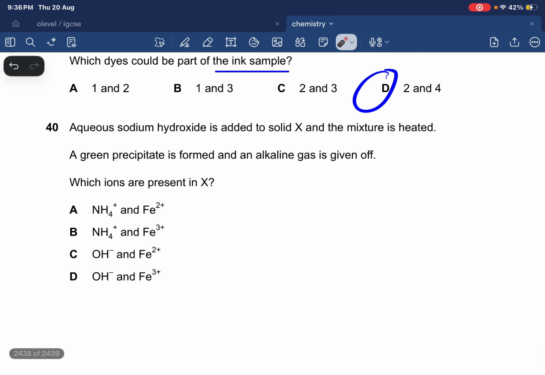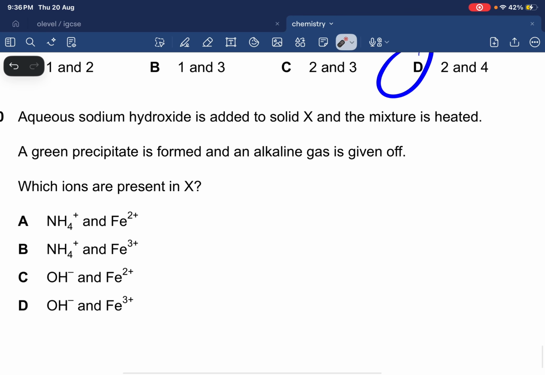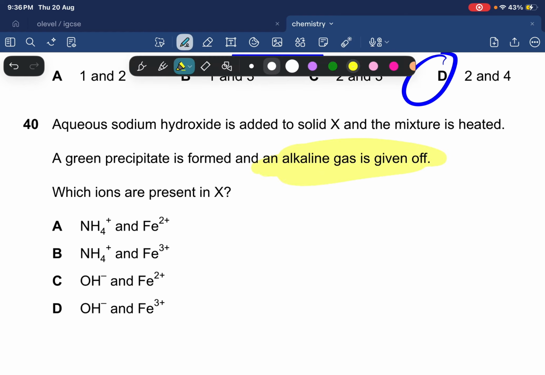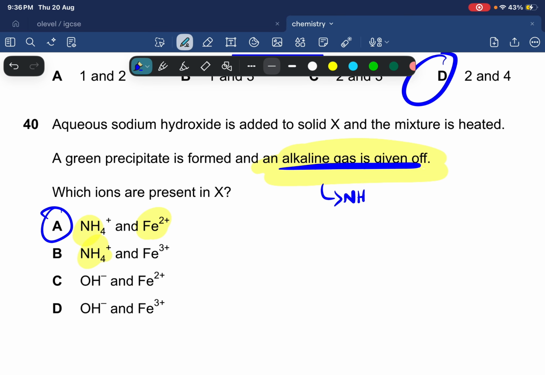Next, aqueous sodium hydroxide is added to solid X and the mixture is heated. A green precipitate is formed and an alkaline gas is given off. Which ions are present in X? So the alkaline gas is going to be ammonia gas, so ammonium, and the green precipitate is for iron 2. Iron 3 gives a red brown precipitate, so that's going to be option A, and we're done. This alkaline gas is your NH3 gas, that's ammonia.